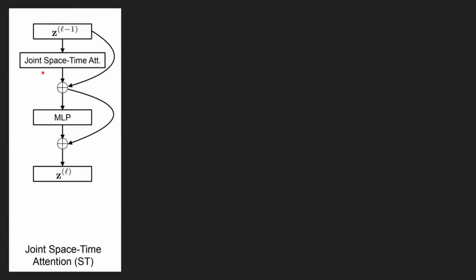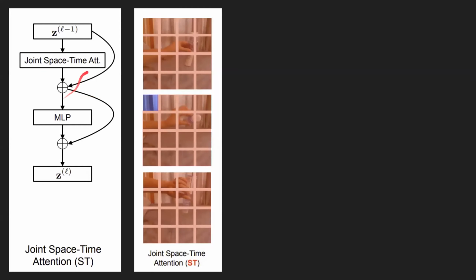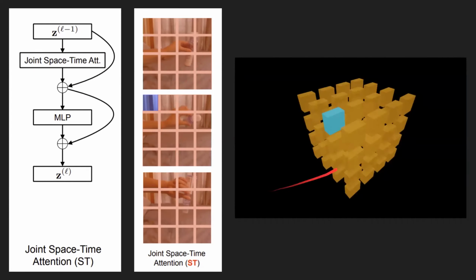Next, we have joint spacetime attention. This one has a single transformer block, and you can see it covers pretty much everything. So if we go to our 3D view, we have the query token, and it attends to literally everything in the clip around it.